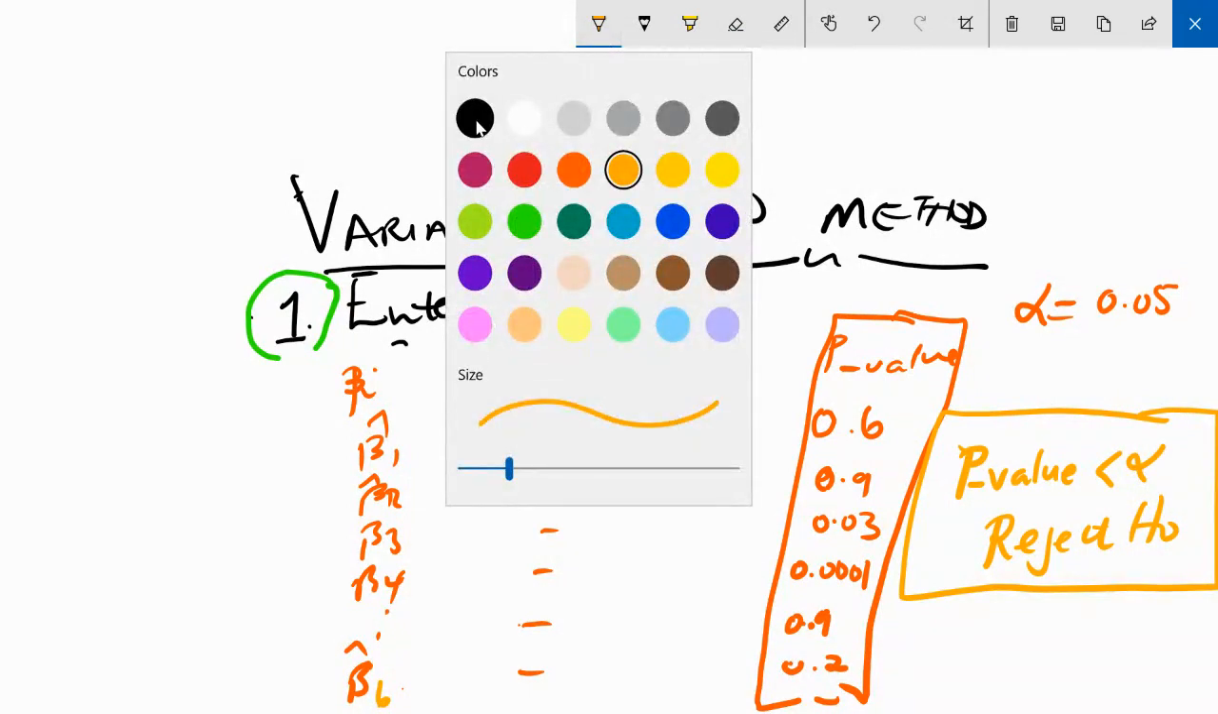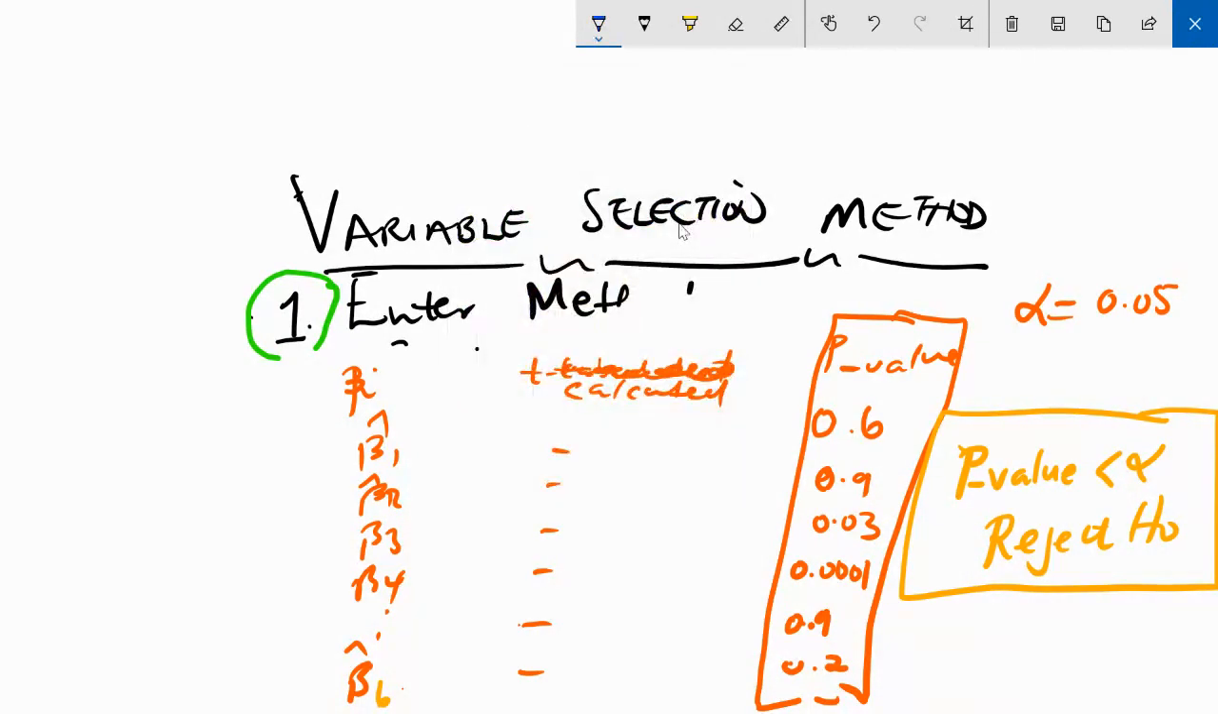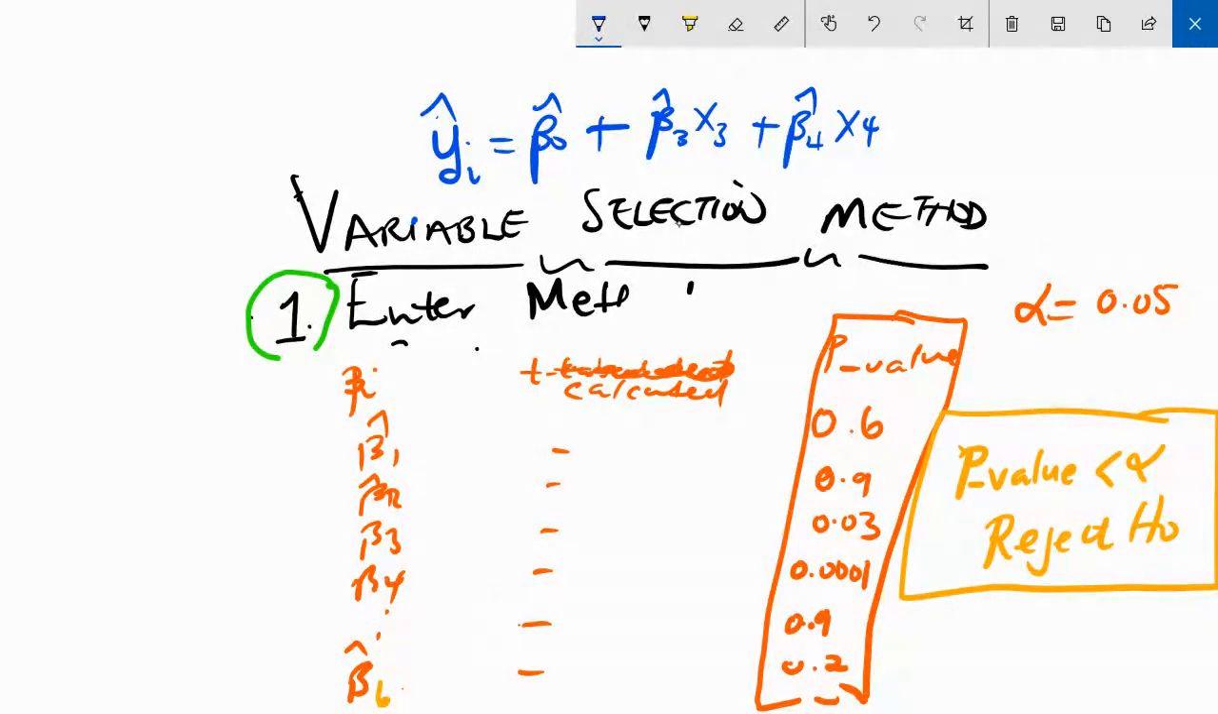Sir, I think the final model we're going to have, yi is given by beta 0 hat plus beta hat 3 x3, assuming that all our betas are positive, because it's possible to have a negative beta, plus beta hat 4 x4, and the rest will be out. Do you agree with what Mr. Smanga is saying?